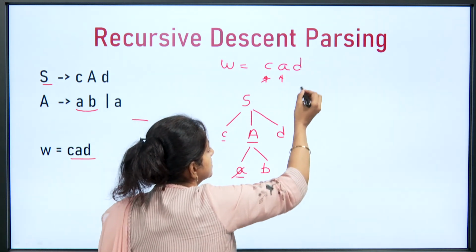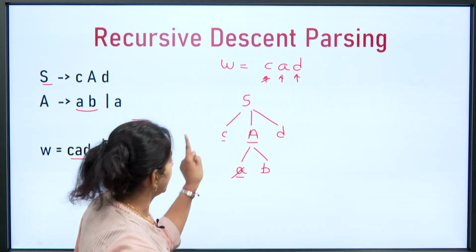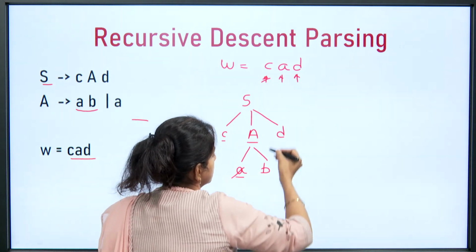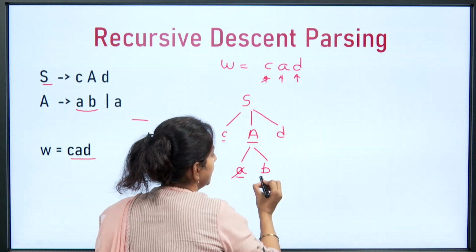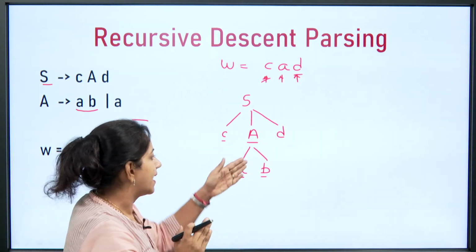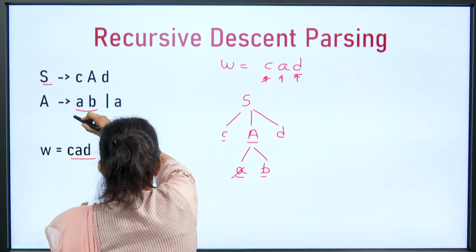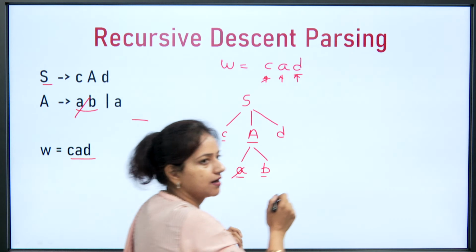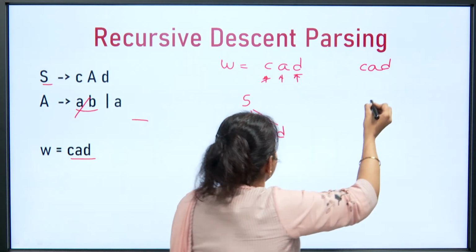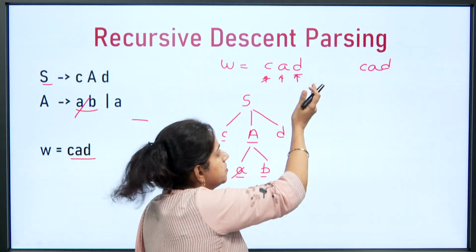Because this is matched, we advance our input pointer one cell to the right, and here we have D, and again we have a terminal. So, we do its matching, and when we do the matching, we find this is B and this is D, they are not matched. So, backtracking will be required. Here we use this alternate, we do the backtracking, and we apply the next alternate for A. The input string is CAD, and because of backtracking, the input pointer will retract one cell to the left.